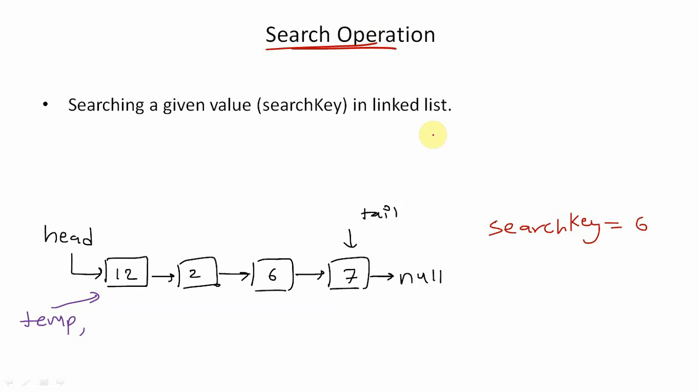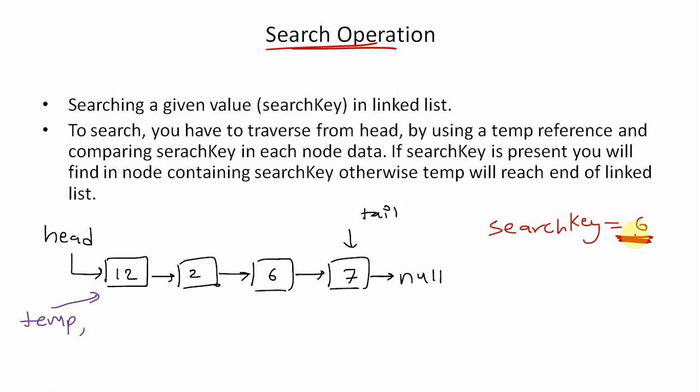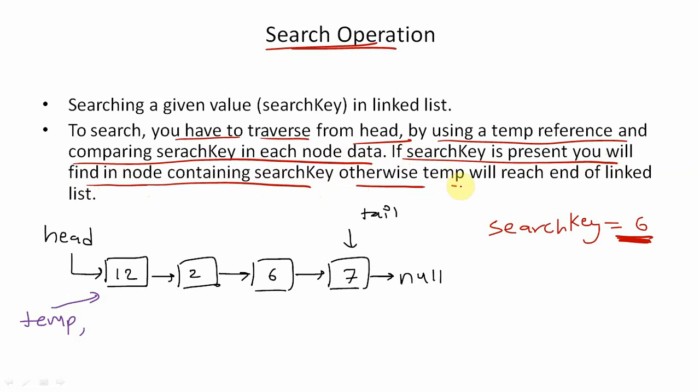Until the temp has reached the end of the linked list, compare temp data with the search key. If it matches, stop. Otherwise, update the temp by the temp node's next reference. This is the process of traversing. We compare the data, do not find it, and update. We compare the data, do not find it, and update. We compare the data and the search key is found. Now we return true, that this particular search key is present in the linked list.